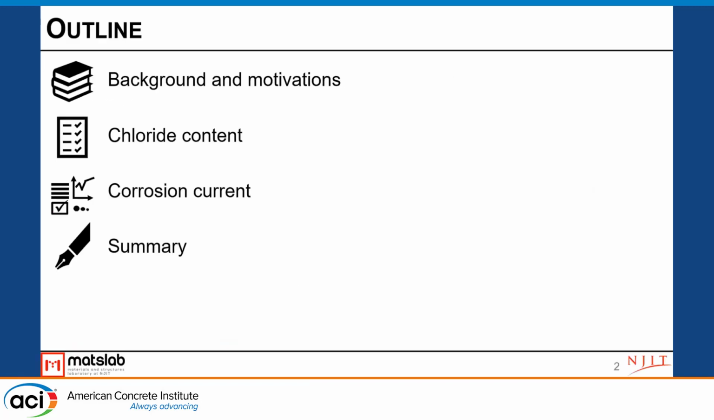Here is the presentation outline. First, I'm going to introduce background information as motivation of this study, and then present some of the preliminary results on the chloride distribution in the reinforced concrete. And after that, we can proceed to the corrosion behavior. For example, here we are going to focus on the corrosion current and end this presentation with a short summary.